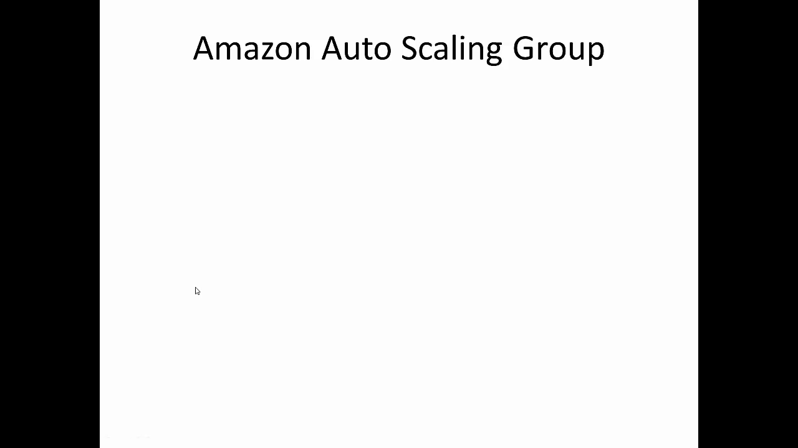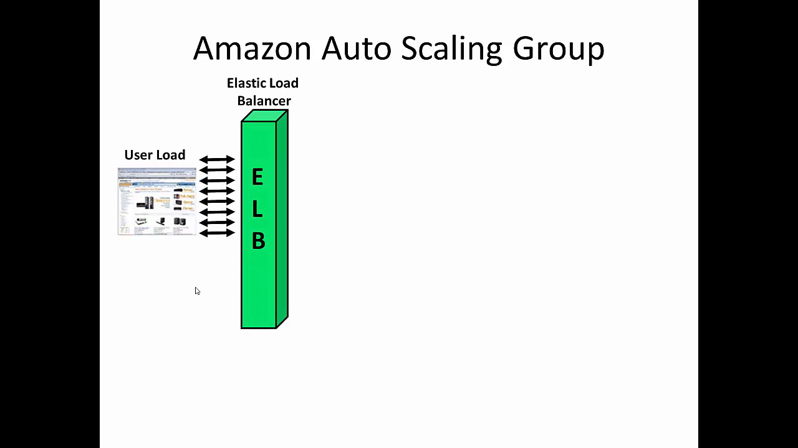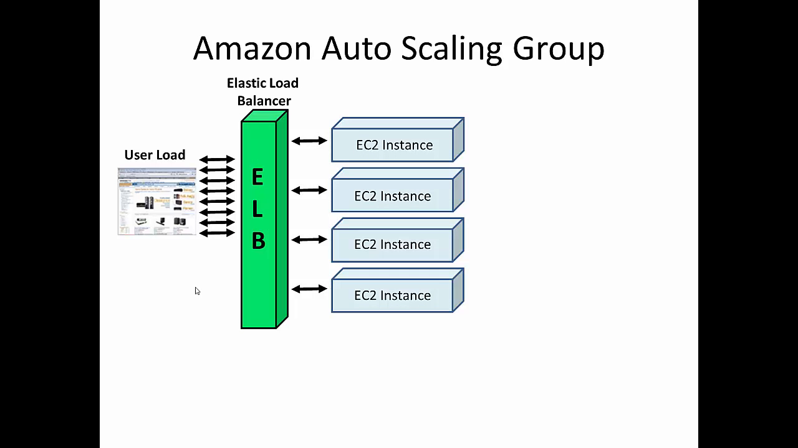Let's start with something that you're familiar with, the existing architecture that we've used in previous projects with ELB. So in such an architecture, you have a user load that interacts with a forward-facing elastic load balancer. Typically, you'd have a couple of EC2 instances sitting behind that elastic load balancer.